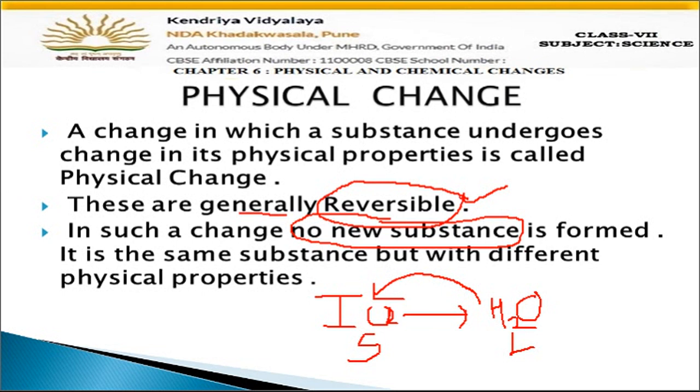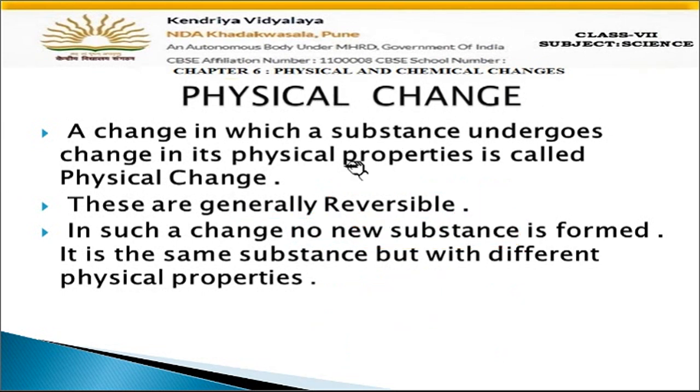So how can we define this physical change? A change in which the physical properties of the substance change, the change which is reversible, and the change in which no new substance is formed. Such changes are called physical changes. Now, it is the same substance but with different physical properties. No new substance is formed, same substance is there, but with some different physical properties.